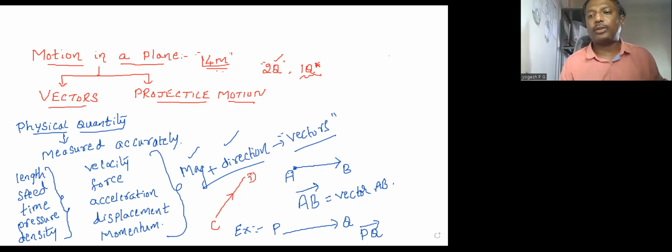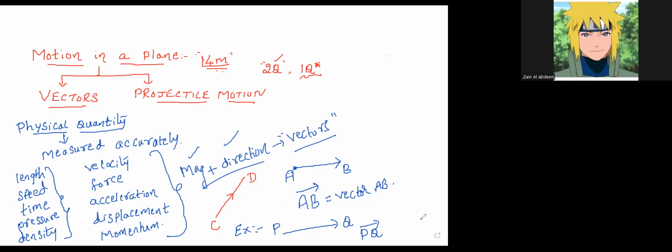So you came to know what is a vector. A vector has both magnitude and direction. And how do we represent a vector? It is represented by a straight line with what? Arrow mark.